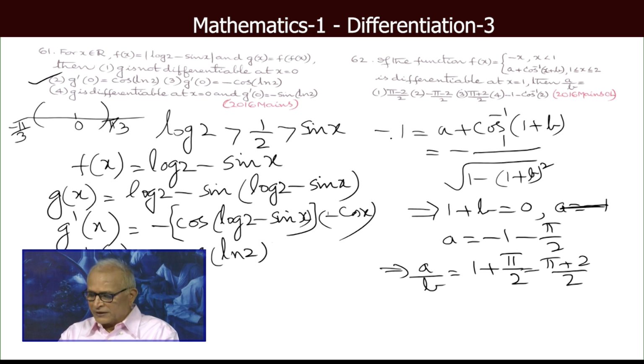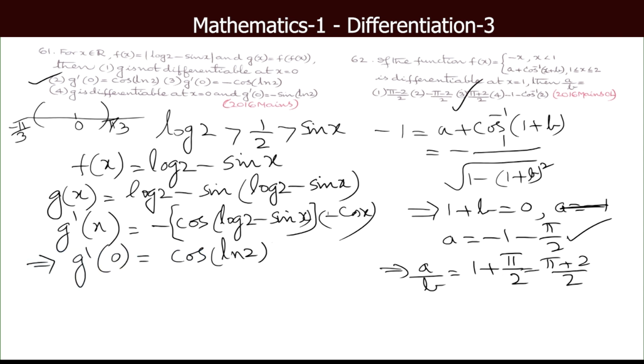But this is equal to minus 1, which means this denominator must be equal to 1, or 1 minus (1 plus b) whole square equal to 1. So, (1 plus b) whole square is 0, or 1 plus b is 0, or b equal to minus 1. And when b equal to minus 1, what is a? Arc cosine 0 is pi by 2, so a equal to minus 1 minus pi by 2. And therefore, a by b is minus 1 minus pi by 2 by minus 1, which is 1 plus pi by 2 or pi plus 2 by 2, which is of course the third option.